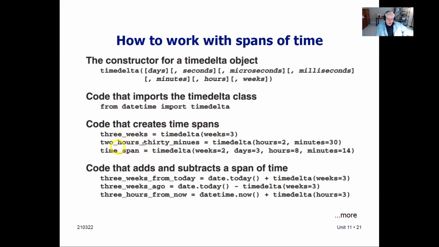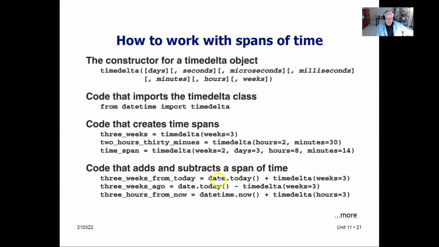Got the same idea here for 2 hours and 30 minutes. Time delta hours equal 2, minutes equal 30. Or time span, which is a popular one, is a time delta object. It's going to be 2 weeks, 3 days, 8 hours, and 14 minutes in our example. And then down here, we can just use simple arithmetic or mathematic operators here and add these objects, subtract these objects, add these objects. This is so cool.